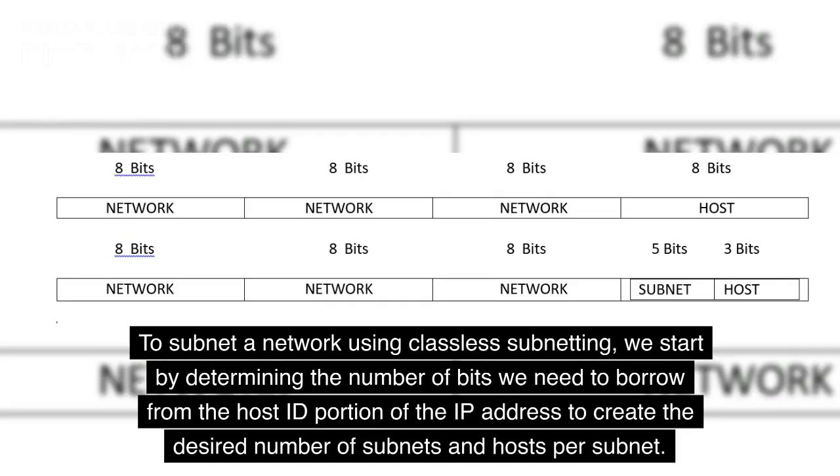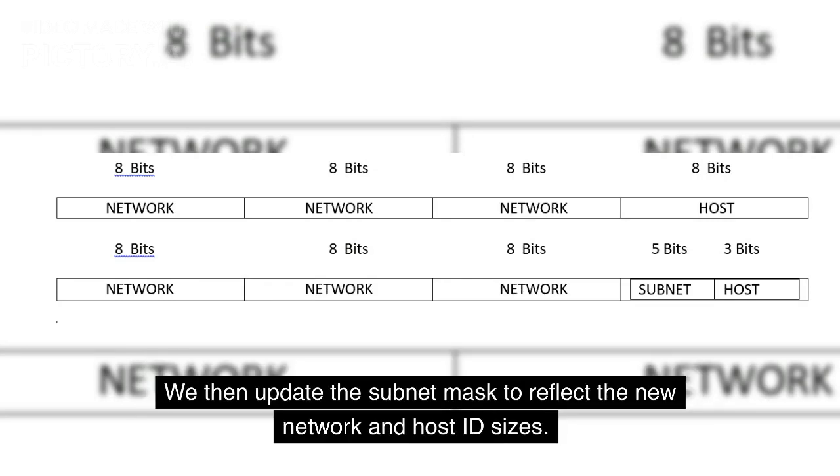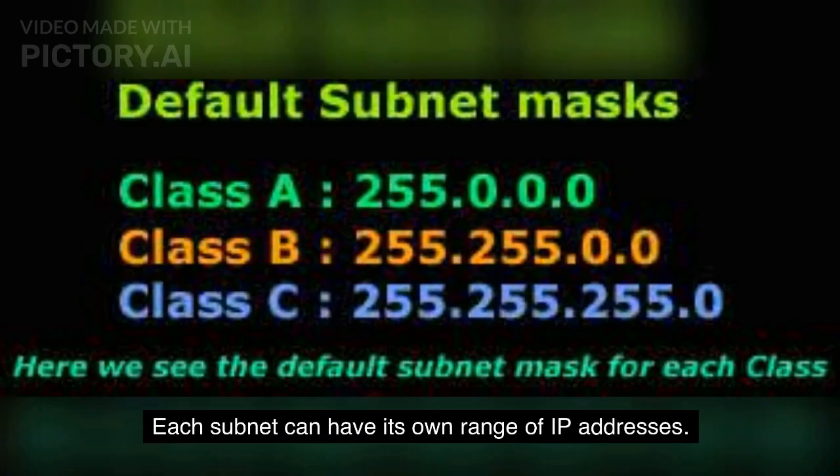To subnet a network using classless subnetting, we start by determining the number of bits we need to borrow from the host ID portion of the IP address to create the desired number of subnets and hosts per subnet. We then update the subnet mask to reflect the new network and host ID sizes. Each subnet can have its own range of IP addresses.